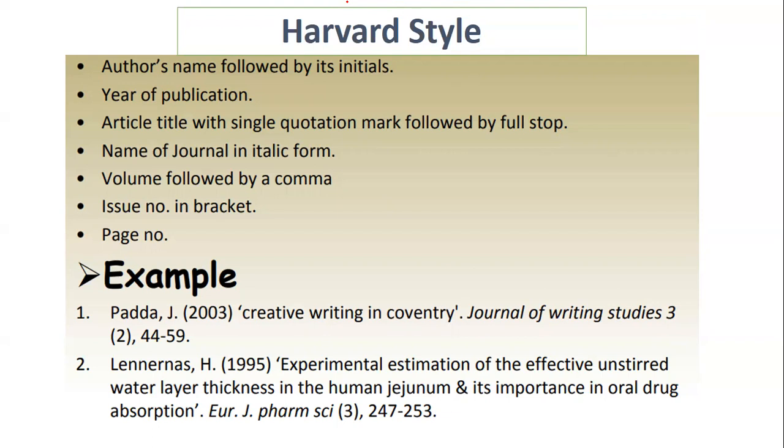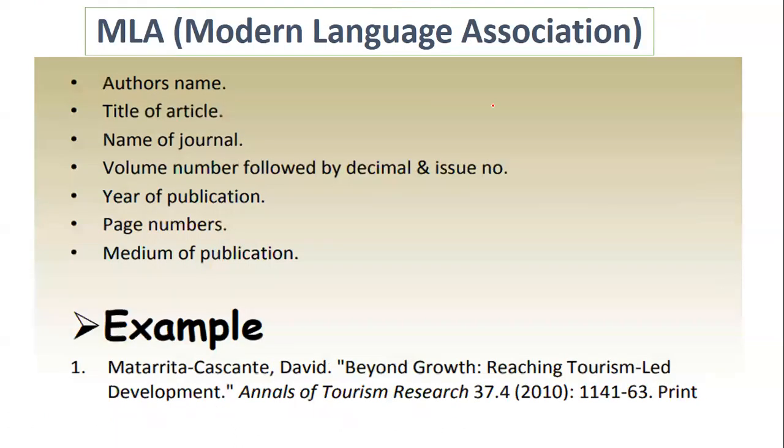Next after Harvard style, if you see, I've given the example also, is the MLA style. So first of all, what does MLA style stand for? It stands for Modern Language Association. Under the Modern Language Association, we have the author's name, the title of the article, the name of the journal, which is normal, and with the volume and the year of publication, page numbers, and medium of publication. So this is how we have the MLA style.